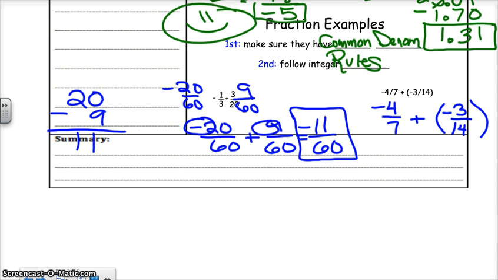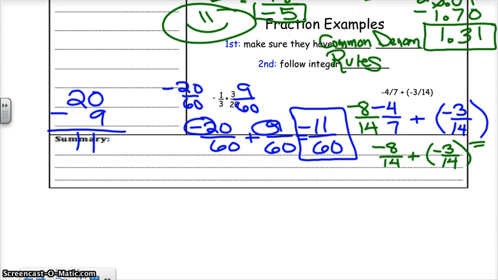What's the common denominator between 7 and 14, Jasmine? 14. 14 it is. So I don't even have to change this second fraction. 7 times 2 is 14. Negative 4 times 2 is a negative 8. So now I have negative 8 over 14 plus a negative 3 over 14.